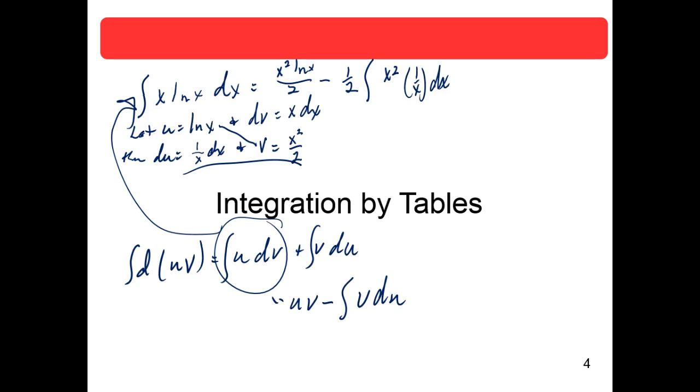The v part was 1/2 x squared, and the du part was 1 over x dx. So the 1/2 comes on the outside, x squared. Now, that's a pretty easy integral to do, because what is 1 over x times x squared?